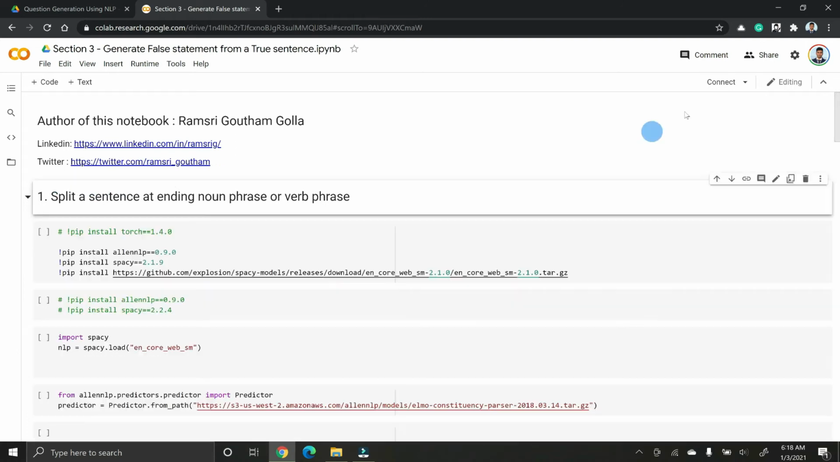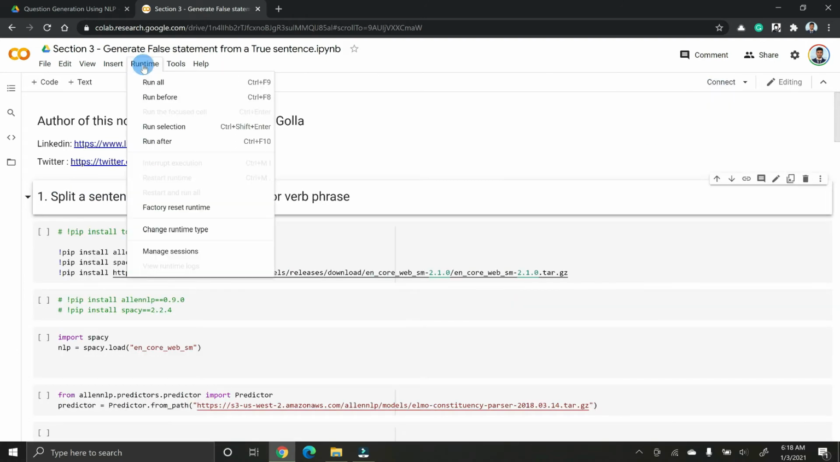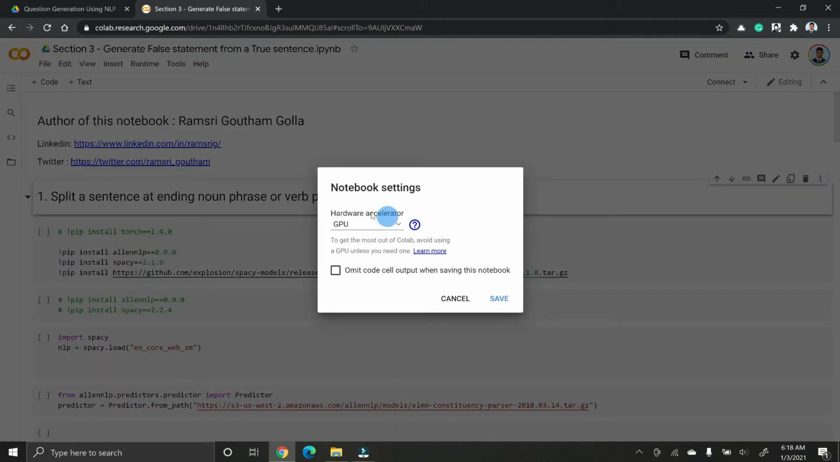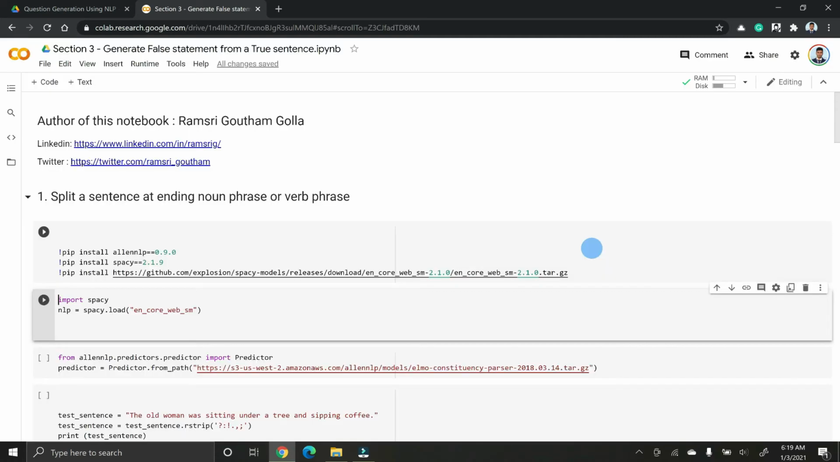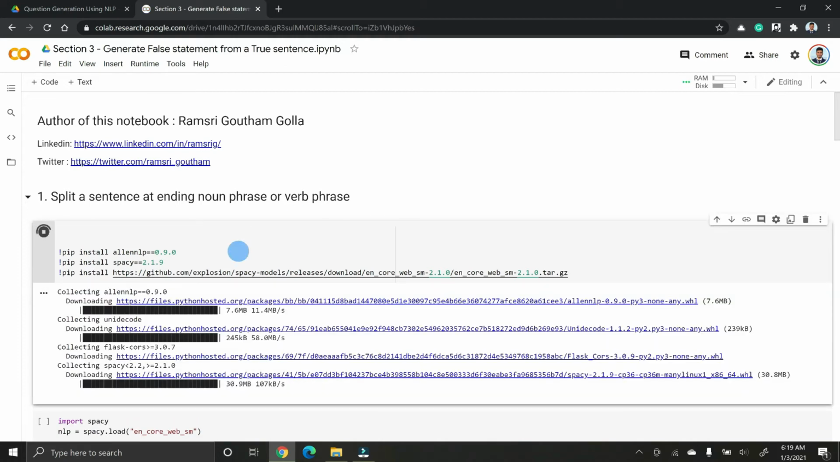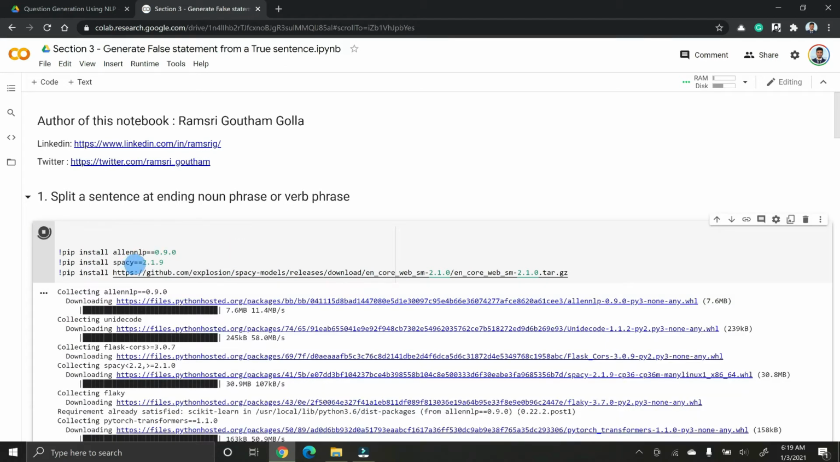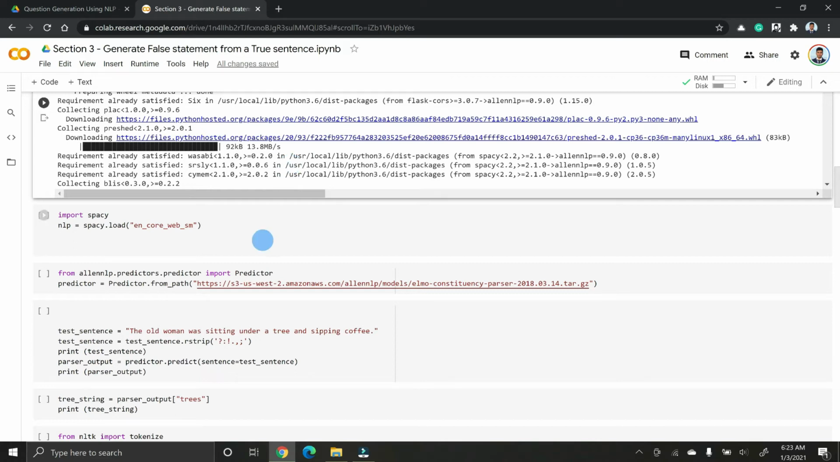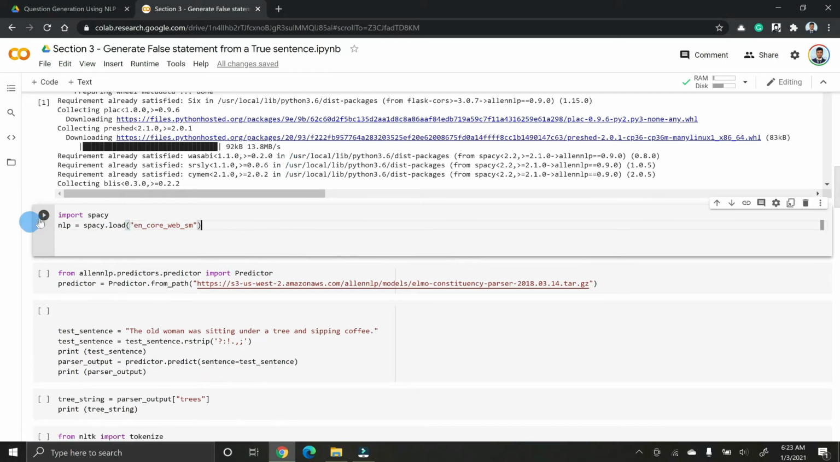Let's get started. Before you click on connect, make sure that the runtime is set to GPU, because in the section on OpenAI GPT-2, we'll be using the GPU to generate those sentences. Once you're connected, let's run this cell. Here we are installing Allen NLP and Spacy. We will be using Allen NLP for constituency parsing. In this cell, we are downloading the constituency parsing model from Allen NLP and loading it as a predictor object.